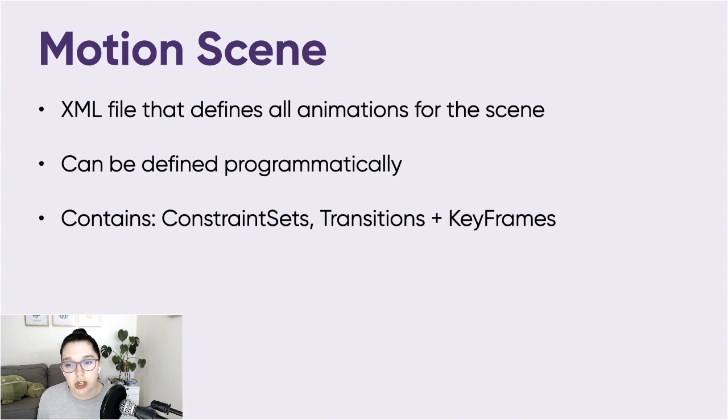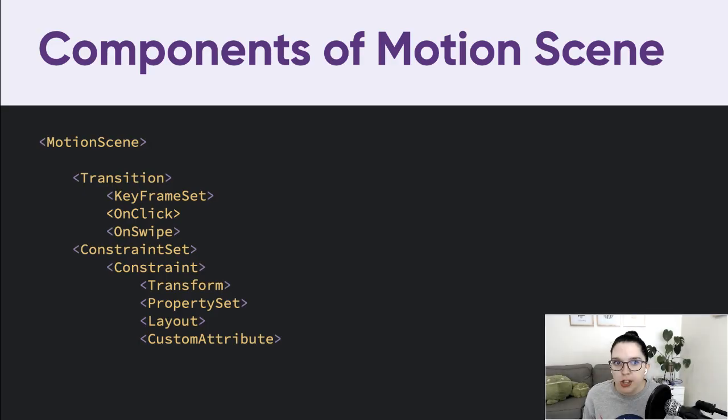There are, like I mentioned, a bit more that you can do with a motion scene, but we won't dive into too much detail about that because we just want to get started and get our feet a little bit dirty with what we can do with motion scene. So this is typically what a motion scene XML file would look like. We have the top level motion scene tag.